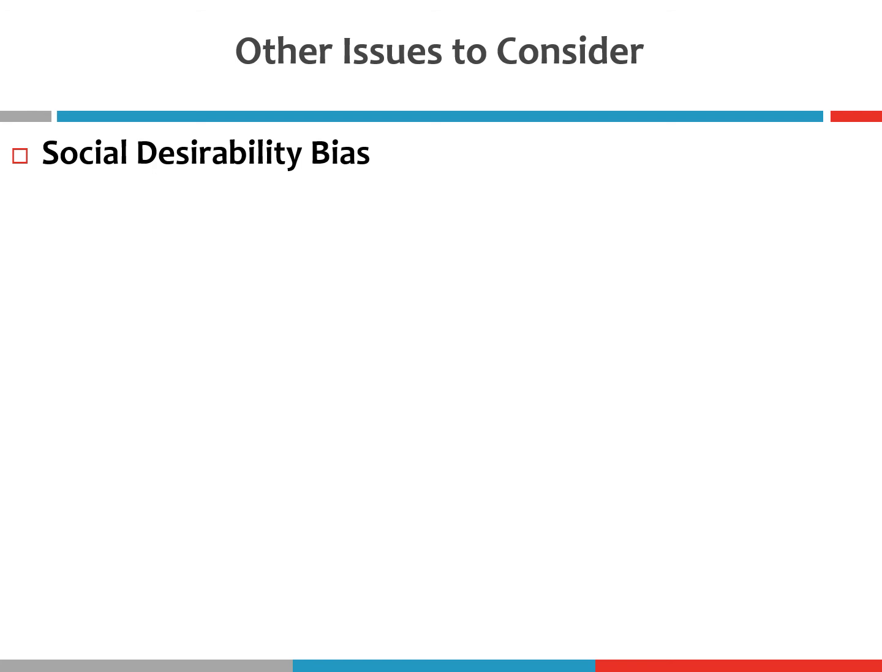So this is particularly true if you're asking about controversial topics, right? So for example, if you're talking about use of illegal substances, if you're talking about taboo behaviors, such as cheating on an exam or stealing, or something like that, right? Something controversial that could potentially make the respondent be viewed in a negative light, right? That is a situation where you might encounter social desirability bias.